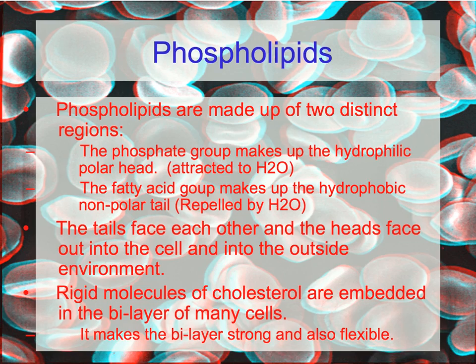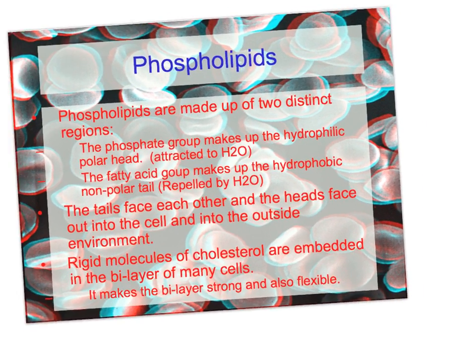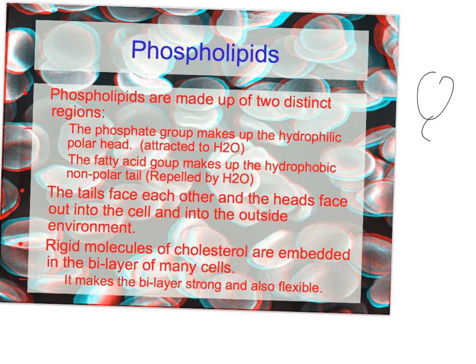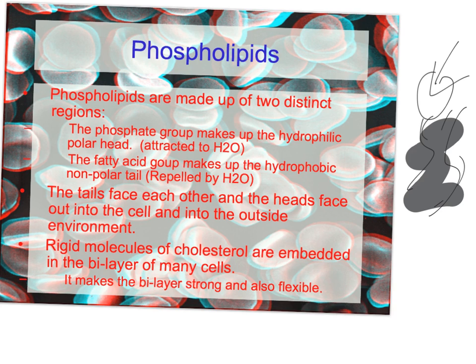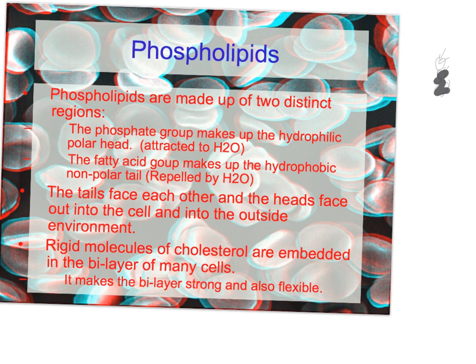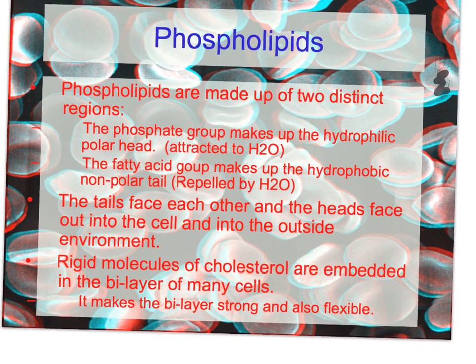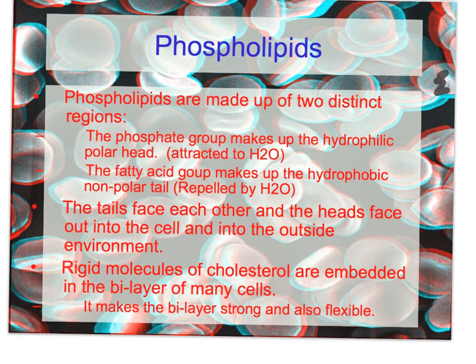The phospholipids themselves are made up of two distinct regions. You should be able to identify and label those regions on the test. There is a phosphate head up here that is hydrophilic and polar. Down here in the tails, that is hydrophobic and non-polar. Those two different parts create the plasma membrane. The head region will be attracted to water inside the cell and outside.